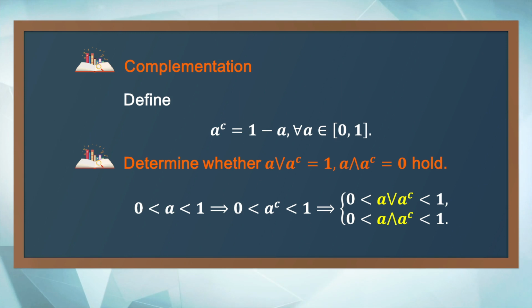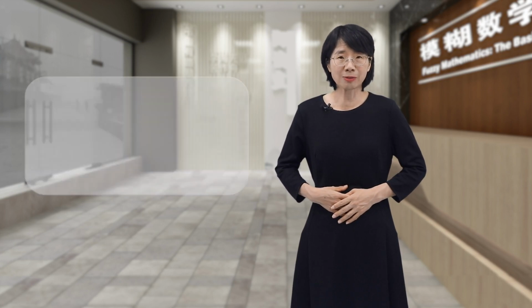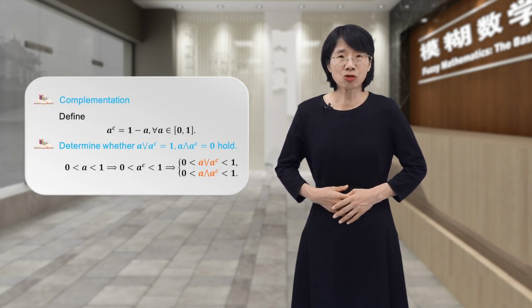Wait a minute. Maybe the unary operation here is not the right one. Maybe we can find a better one, such that there exists a complement for each real number in the closed interval from 0 to 1. Could we check every possibility? No, we can't. But we can prove that there exists no complement for each real number a in the open interval from 0 to 1 in this lattice. We can prove it by contradiction.